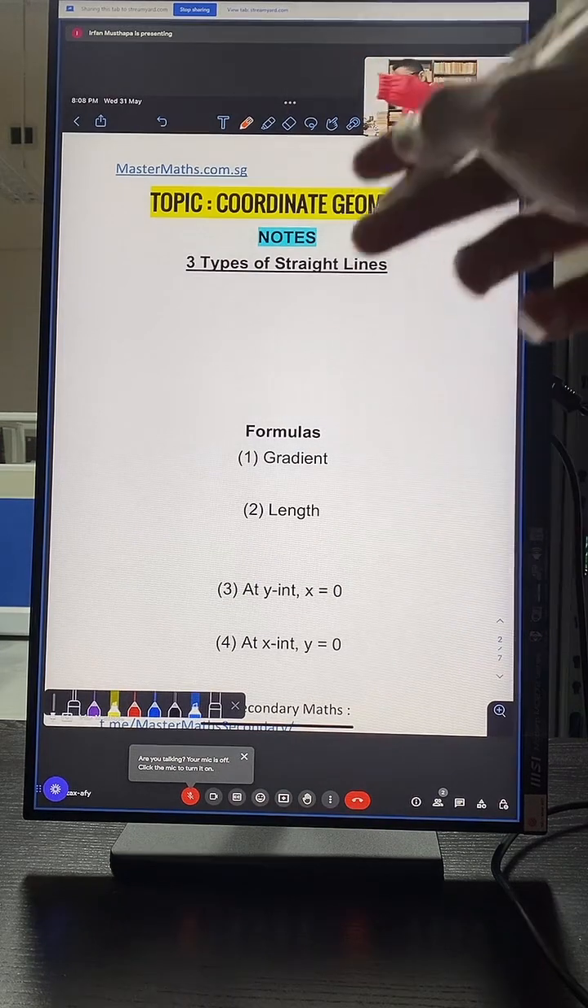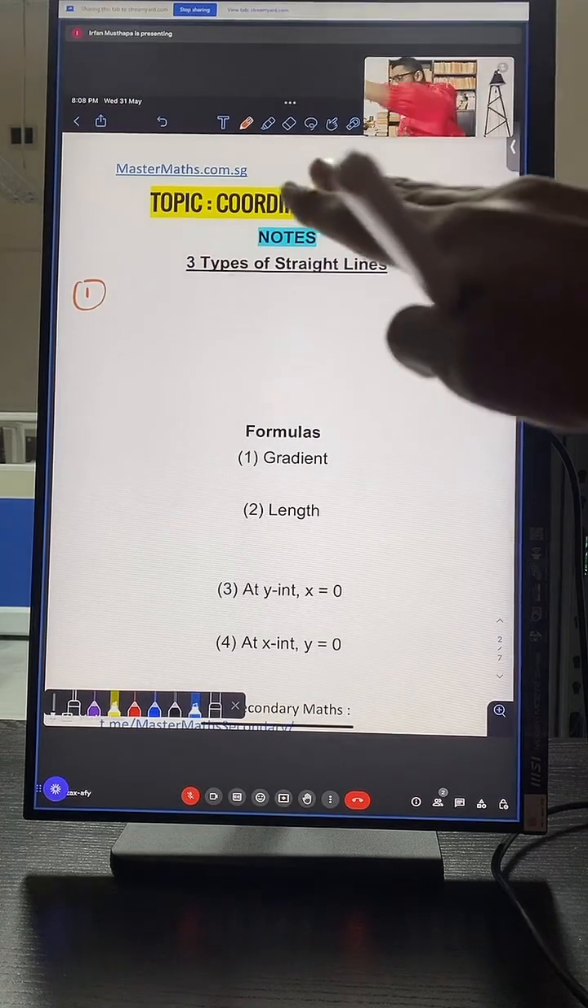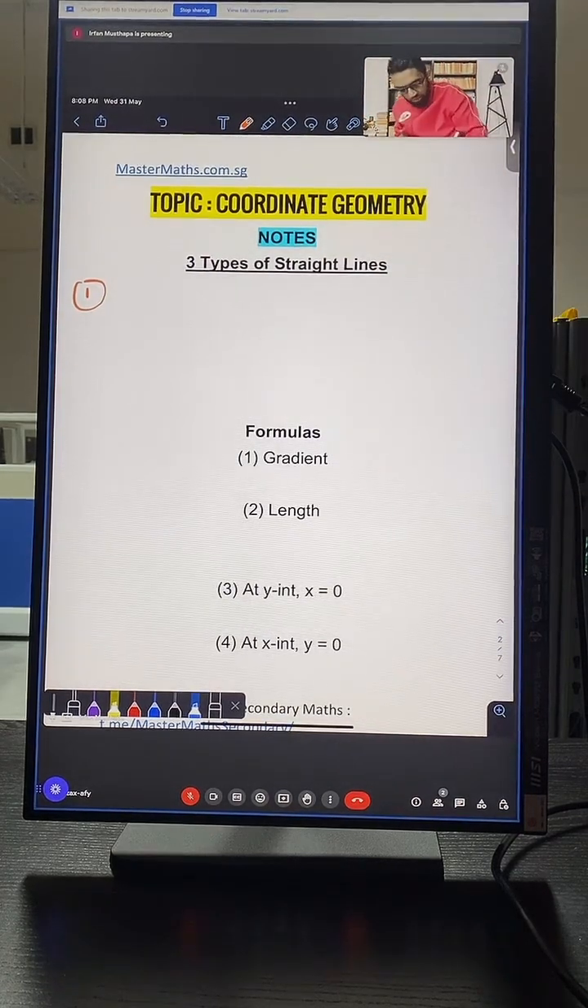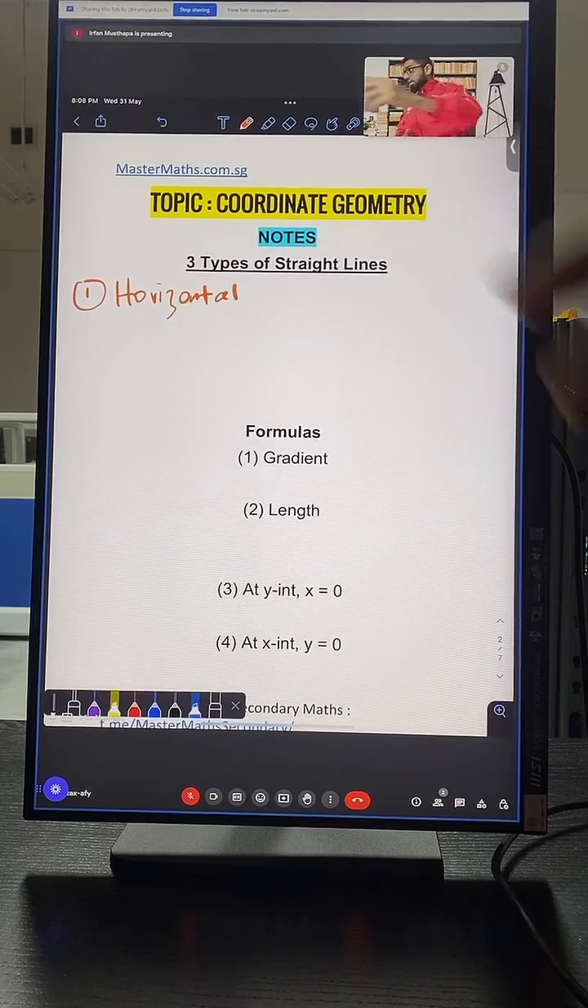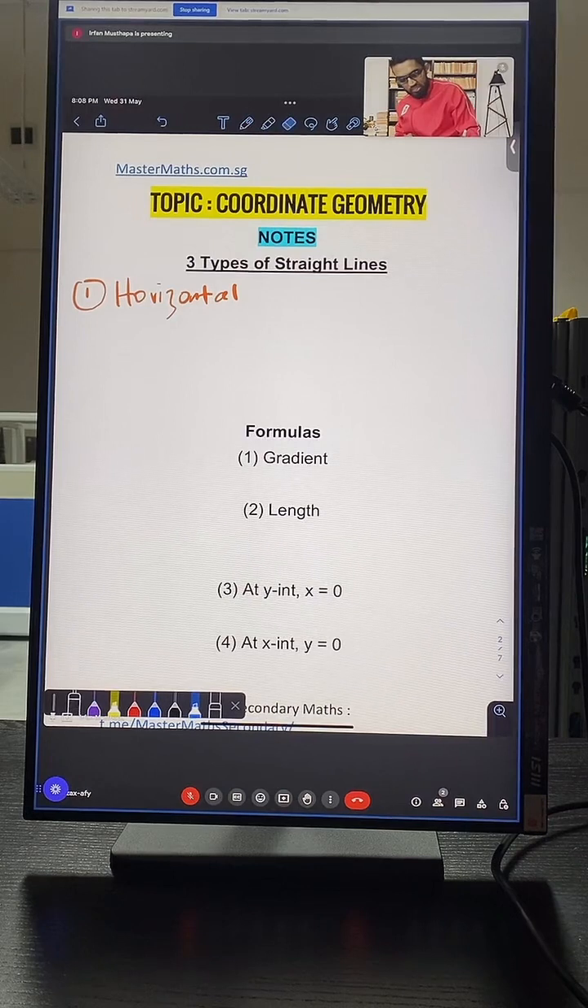Now, what are the 3 types of straight lines that we have? In coordinate geometry, we are dealing mostly with straight lines. The very first type of straight line is called a horizontal line. We already learned this earlier. That horizontal line will look like this. A flat line. Ta-da!